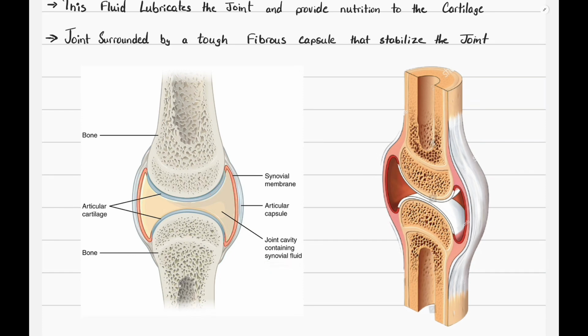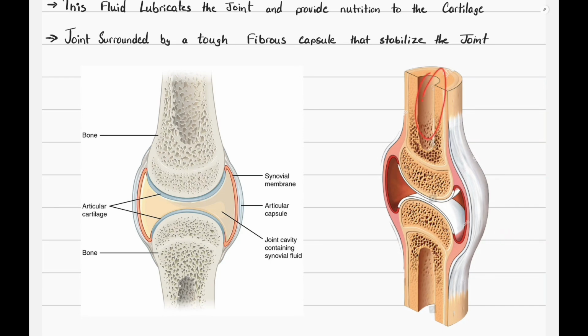And at the outermost part of the joint lies our tough fibrous capsule, which is protective in nature and stabilizes the joint. This is the articular capsule, the tough fibrous capsule. So this is the coronal view of a joint, and this is an oblique view. You would be better able to appreciate this.